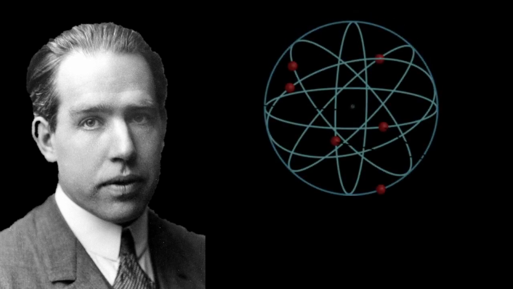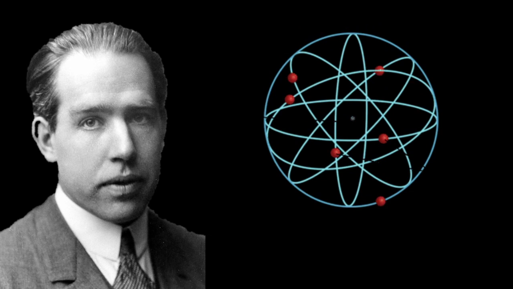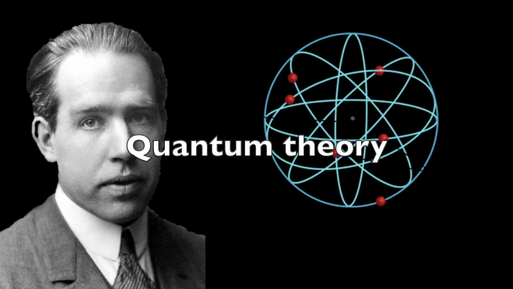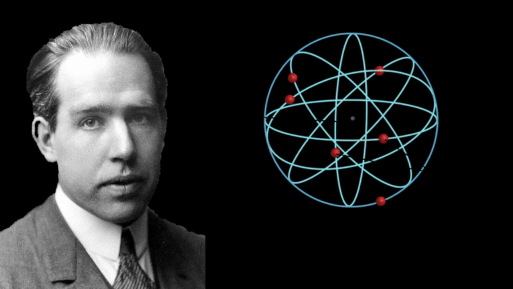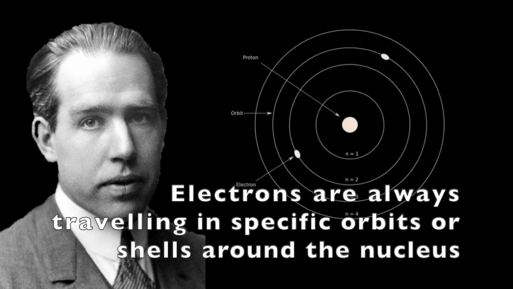It's 1913, a few years later, and we're in the office of Danish scientist Niels Bohr. Bohr is a student of Rutherford and is familiar with Rutherford's model, but there's something about it that just doesn't seem quite right. Bohr has spent a lot of time recently reading about quantum theory, and he gets some ideas. Bohr proposes that the electrons are always traveling in specific orbits or shells around the nucleus.